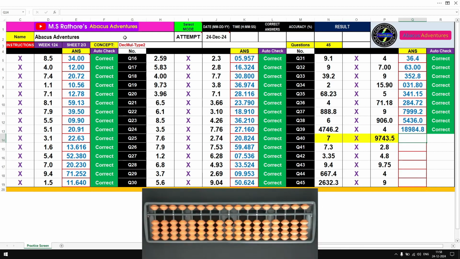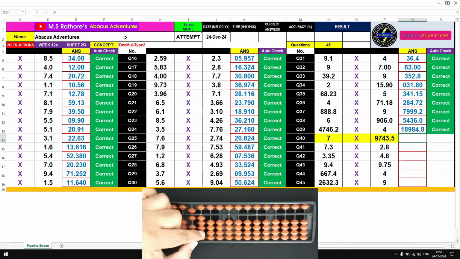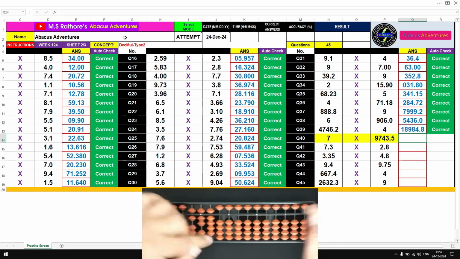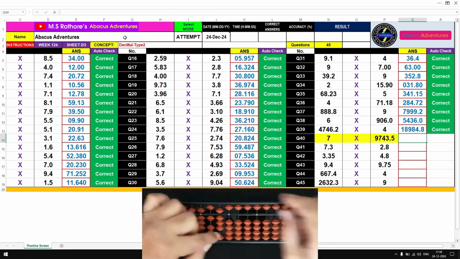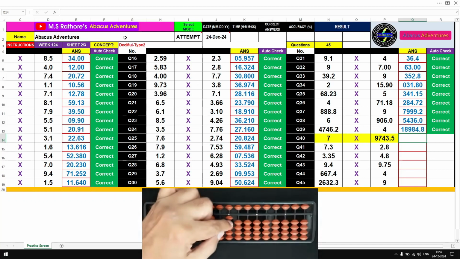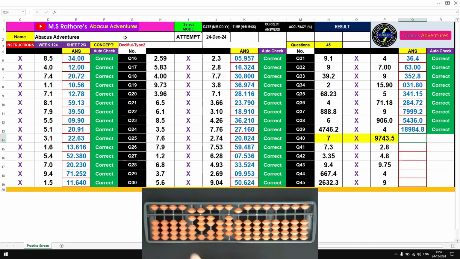Question number 40, 7 multiplied by 9743.5, beginning from rod number 5. 7 9s are 63, finger shifted. 7 7s are 49, shifted. 7 4s are 28, shifted. 7 3s are 21, shifted. 7 5s are 35, and the answer is 68204.5.